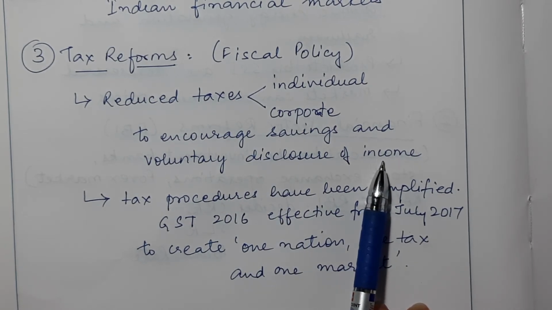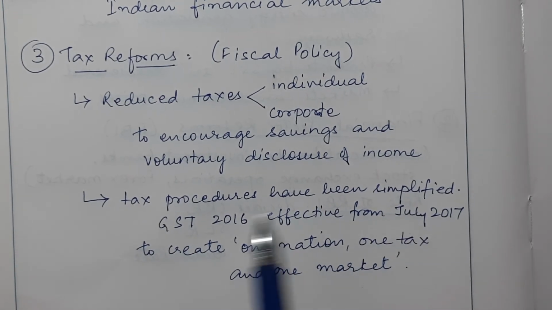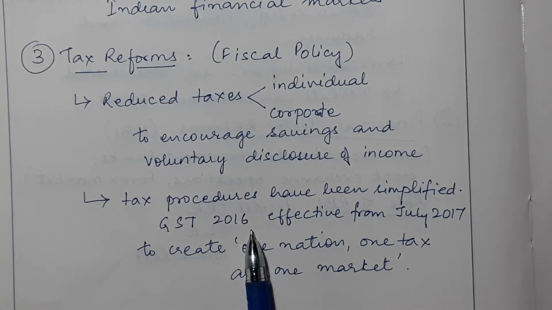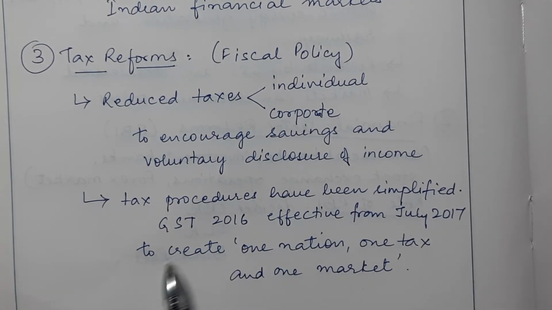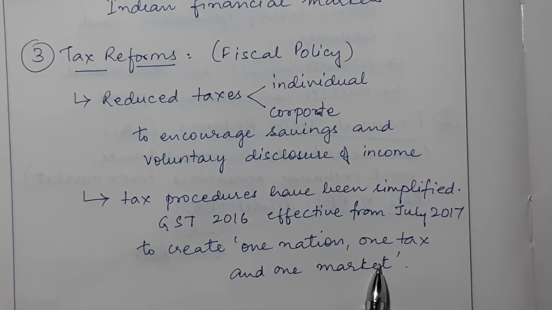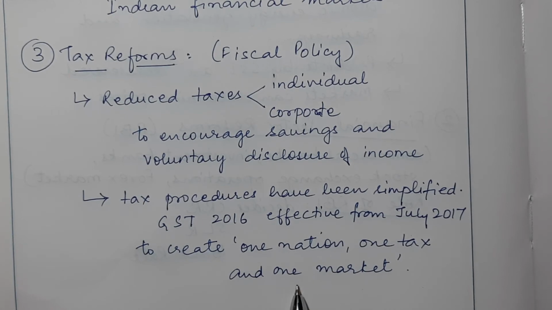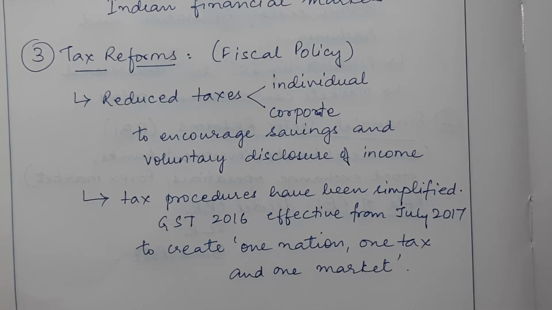Then indirect taxes. The tax procedures were simplified. GST was brought in 2016, which was effective from July 2017. This was to create one nation, one tax, and one market. Isn't it? So this was expected to generate additional revenue for the government. And it did. So the revenue of the government increased.